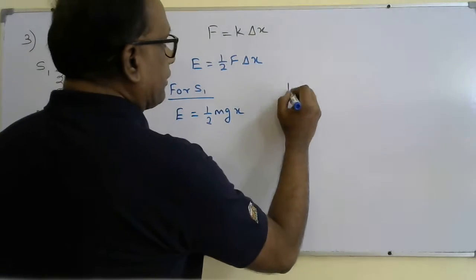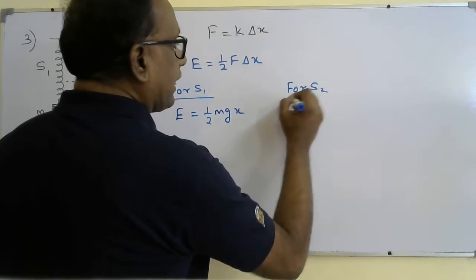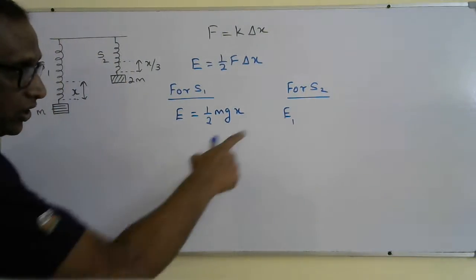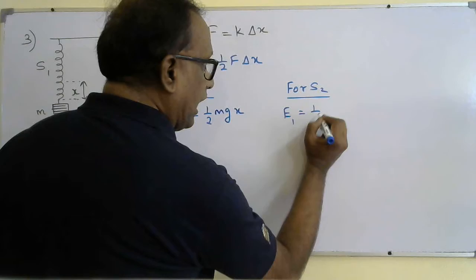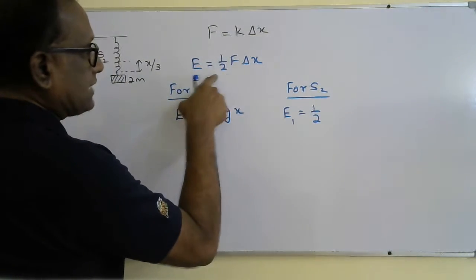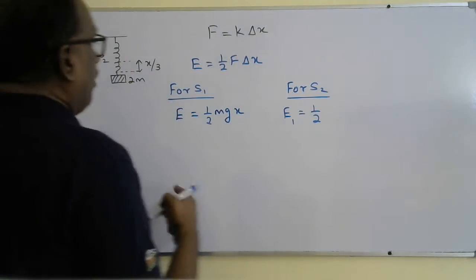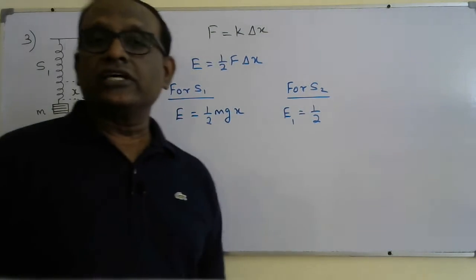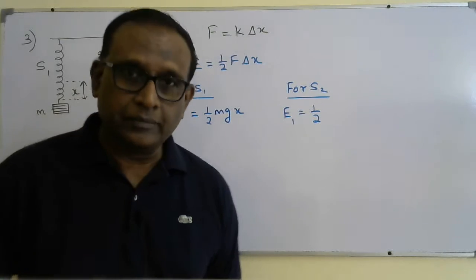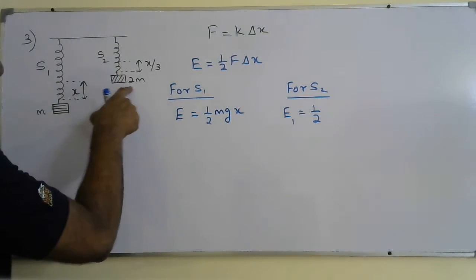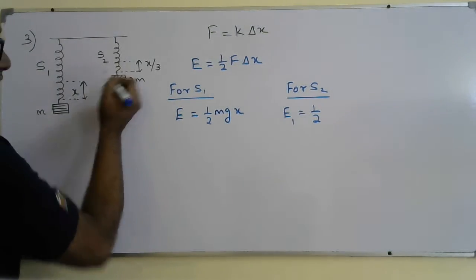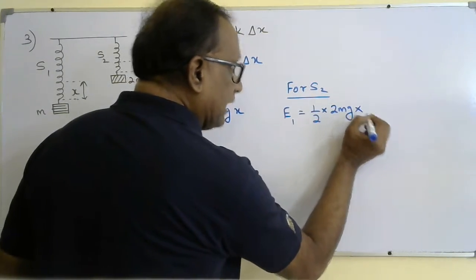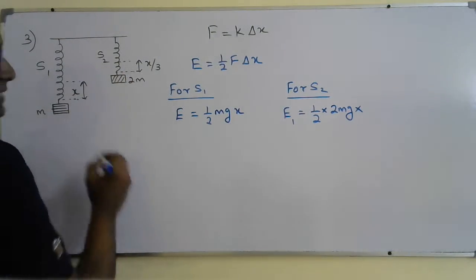For S2, I need to find the energy stored in it in terms of E. So I'll call it E1, which is equal to half F delta X. That's the equation. For the spring S2, the tensile force of the spring will be 2mg, since the mass attached is 2m. So the tension is 2mg, and the extension is given as x by 3.